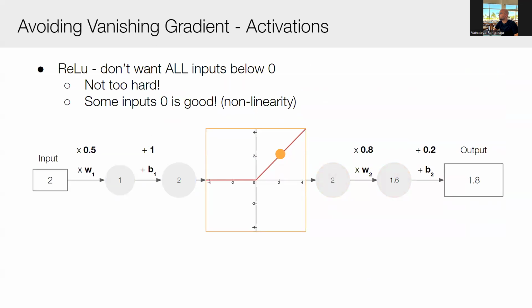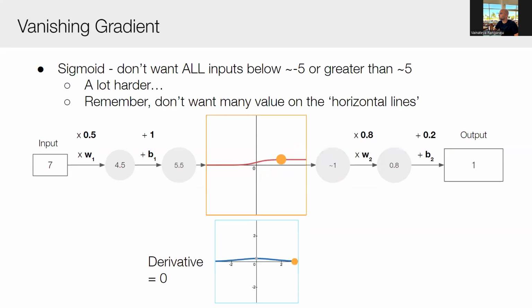And maybe I was being a little bit over-exaggerating before. Obviously, if some of our inputs are 0, that's still okay. We'll still have something to backprop on. But in the case that I had before, where all of our inputs were 0, no learning could really happen. So the main thing for ReLU and for vanishing gradients is that we don't want all inputs to become below 0. And this stays true no matter what activation function we look at.